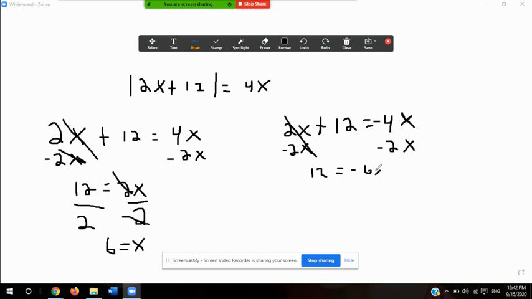And we're going to divide by negative 6 on both sides. And this is going to cancel out, of course, and that's going to give me the value of x. And 12 divided by negative 6 is negative 2. So negative 2 equals x.